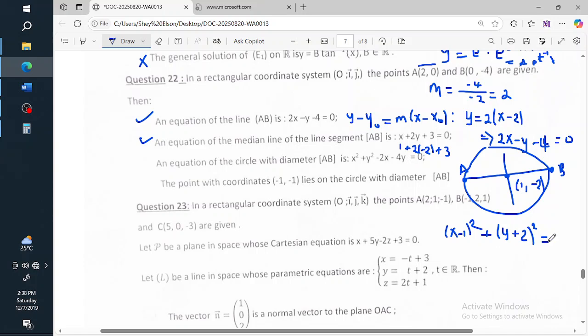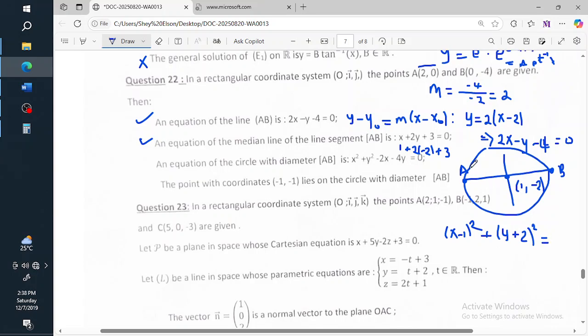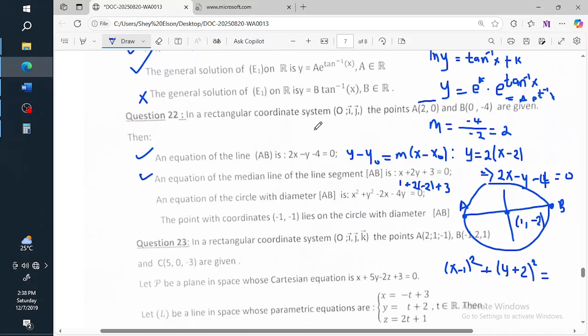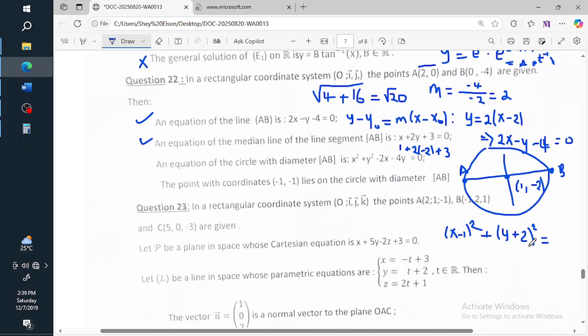Now our radius is the diameter over 2. So let's find the diameter. The diameter is the distance from A to B, which is the square root of: 0 minus 2 is negative 2, all squared is 4, plus negative 4 minus 0 is negative 4, all squared is 16. So the answer is the square root of 20. That's my diameter. The radius is the diameter over 2, but in this formula we are equating to r squared, so I equate it to the square root of 20 over 2, all squared.